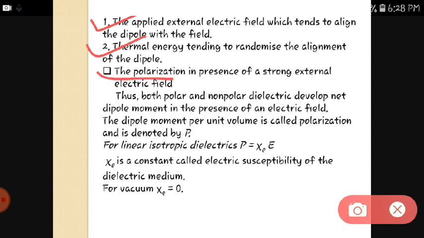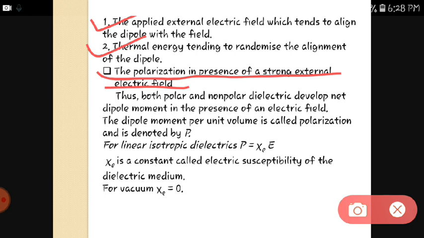Now, the polarization in the presence of a strong external field. When we are applying a very strong external field, what happens exactly over there? Both polar and non-polar dielectrics develop a net dipole moment. This is the first point. When a strong external field is applied to polar as well as non-polar dielectrics, both give us a net dipole moment.